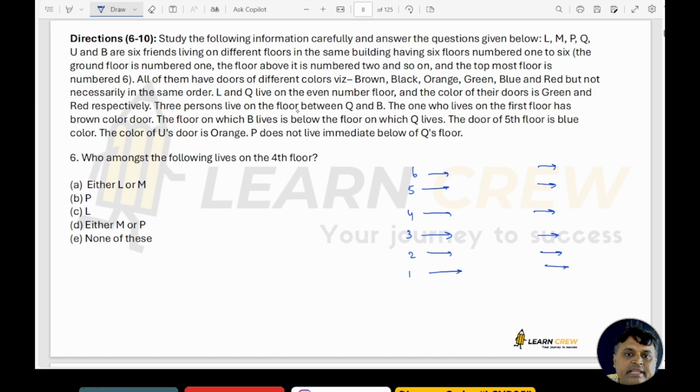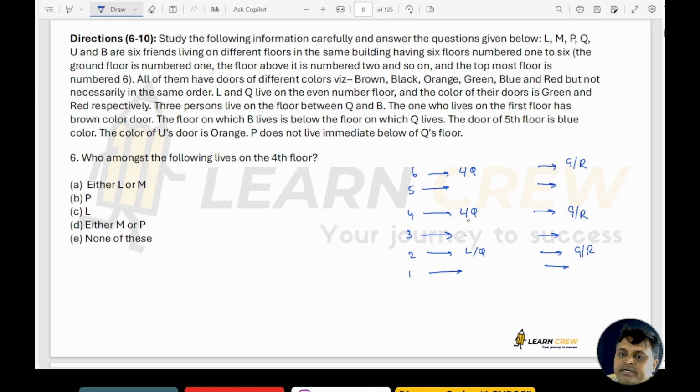Now L and Q live on even numbered floors and the colors of their doors are green and red respectively. So L and Q, right? This is what is given. It can be green or red on each of the even floors. Now next, 3 persons live on the floors between Q and B. Between Q and B, there are 3 persons.